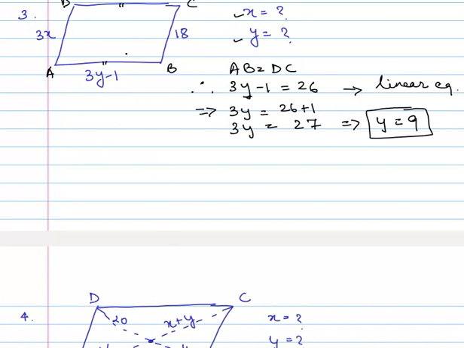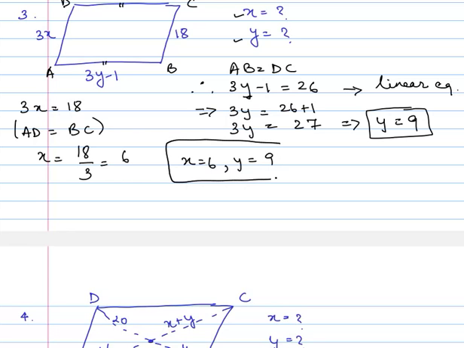Again, in order to find x, we will just equate 3x is equal to 18, because we have equated AD equal to BC. So 3x equal to 18 simply says x is equal to 18 divided by 3, which is 6. So my answer is x equal to 6 and y equal to 9. Right? So over here what we have applied is that opposite sides in a parallelogram are equal.